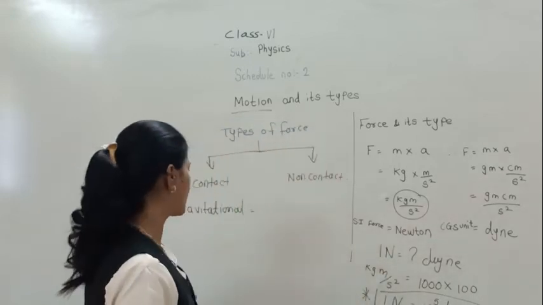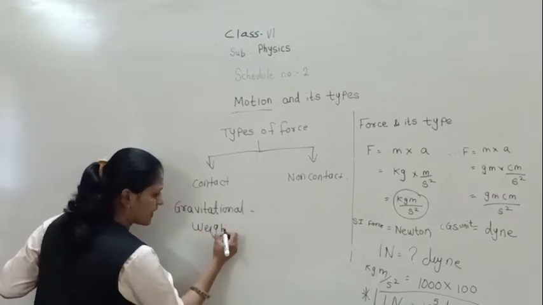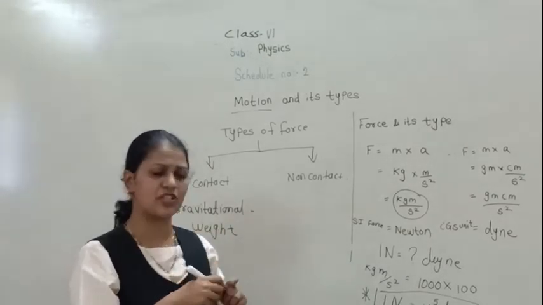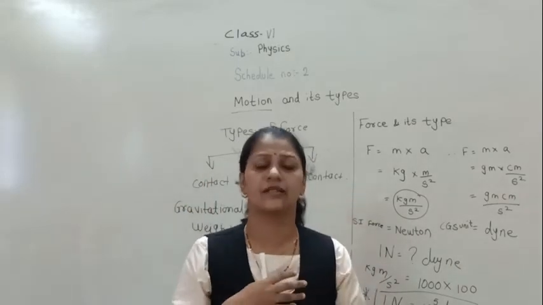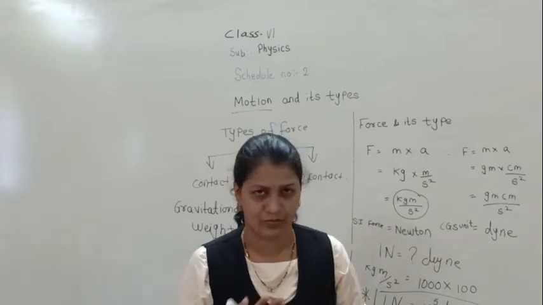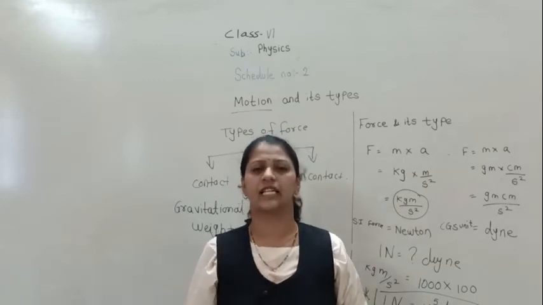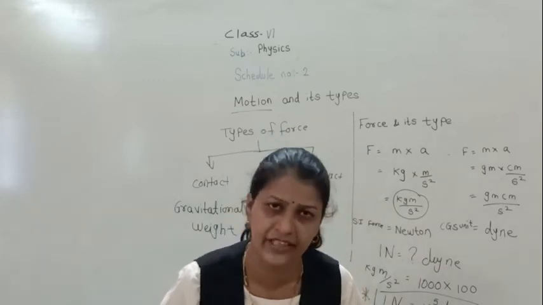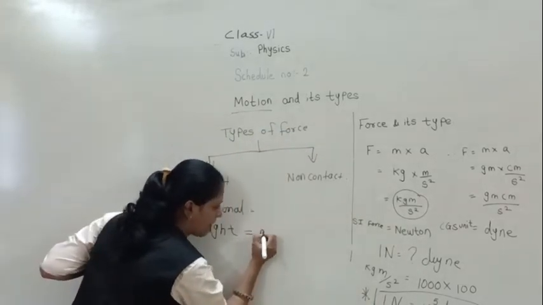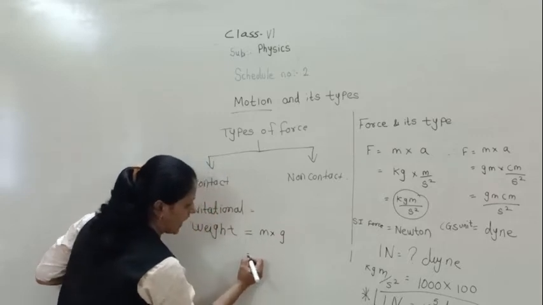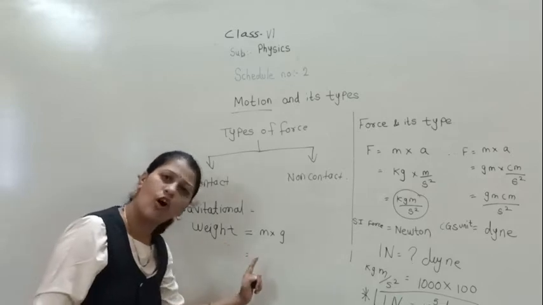Now, in this gravitational force, there is one concept of weight. As you know, what is meant by mass and weight? Already in measurement, we have discussed the difference between mass and weight. Mass is nothing but the matter of an object, and weight is nothing but the gravitational pull on an object. So the weight formula: weight is m into g.